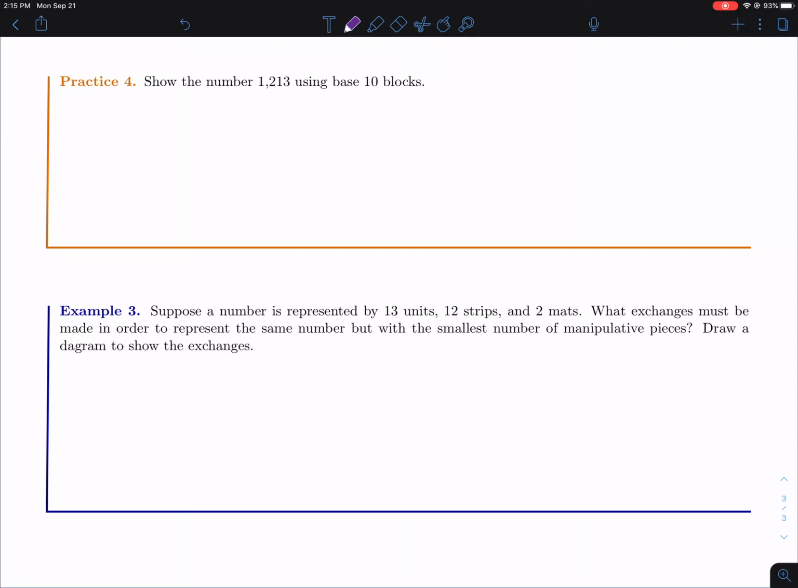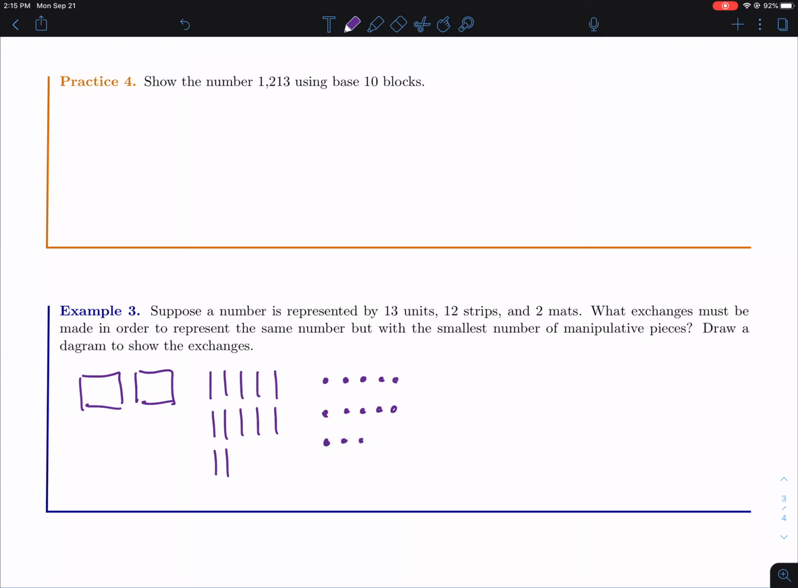All right, so suppose the number is represented by 13 units, 12 strips, and 2 mats. So what exchanges must be made in order to represent the same number with the smallest number of manipulative pieces? Draw a diagram to show the exchanges. So first let me just draw out what it explains. I've got 2 mats, so that means I've got 2 squares. I've got 12 strips, so 1, 2, 3, 4, 5, 6, 7, 8, 9, 10, 11, 12. And then 13 units, so 1, 2, 3, 4, 5, 6, 7, 8, 9, 10, 11, 12, 13.